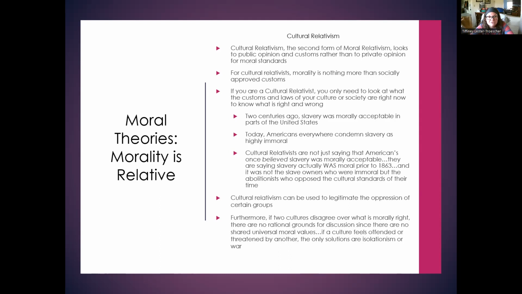It can lead to really dicey conflicts, right? And when one culture feels offended or threatened by another, the only solution in these cases, according to a cultural relativist, because both cultures are morally right, is just isolationism or war. So you can kind of see, while certain aspects of cultural relativism make sense on the surface, when you follow it through to its end, cultural relativism is not necessarily a great moral theory to go by.